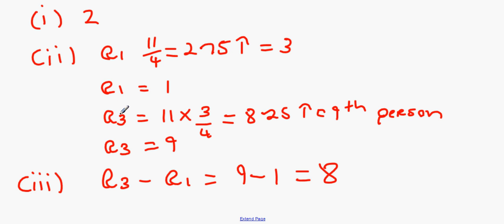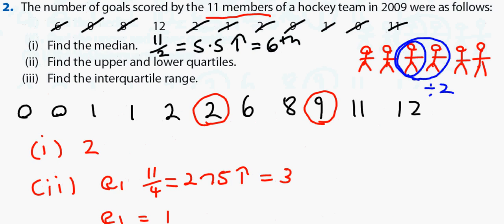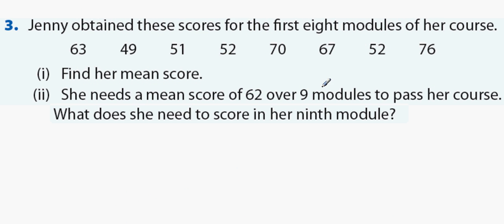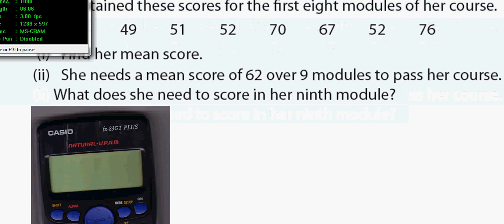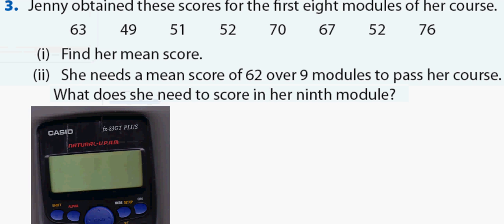Now, next question is question 3. We first of all had to find the mean score. For the following questions, we're actually just going to use the calculator. Jenny obtained these scores for the first 8 modules of the course. Find her mean score.